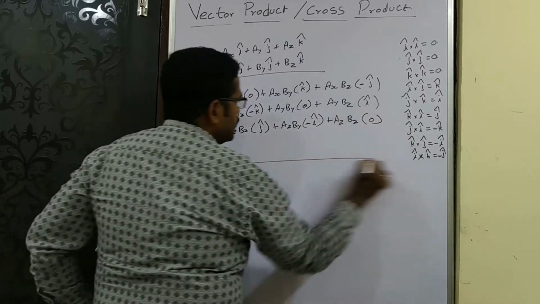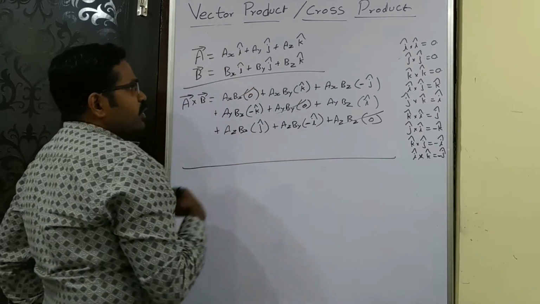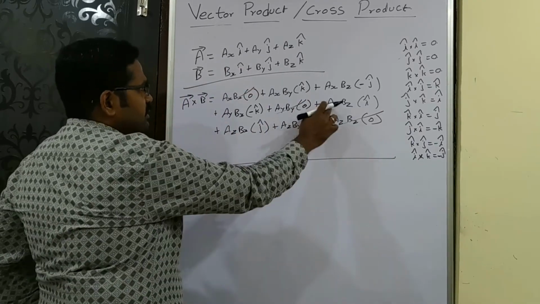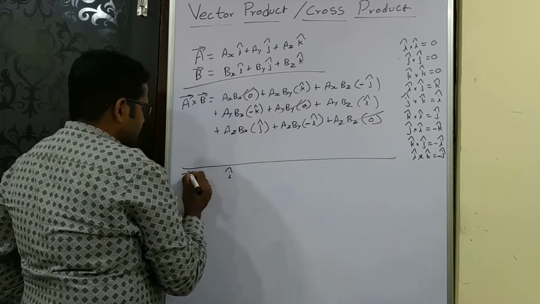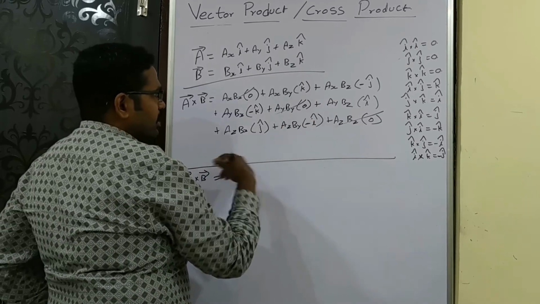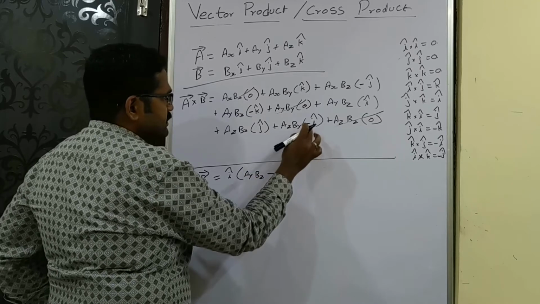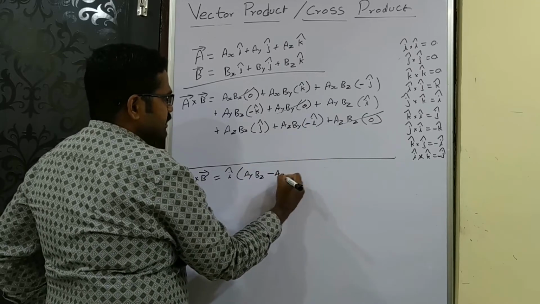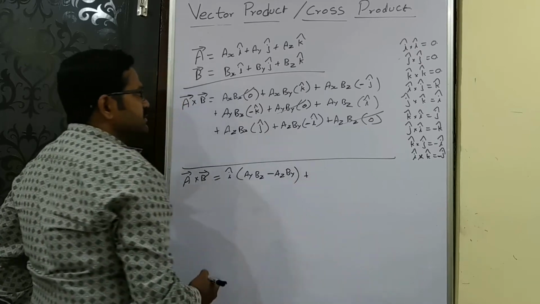So let us remove all zeros from here. This is 0, this is 0 and this is 0. Let us add up whatever we have in I cap. This is Ay, Bz. Let me take I cap outside. Vector A cross vector B is equal to I cap, I have taken common, Ay, Bz minus, this minus comes here, Az, By. Done? Then plus, let me take J cap.